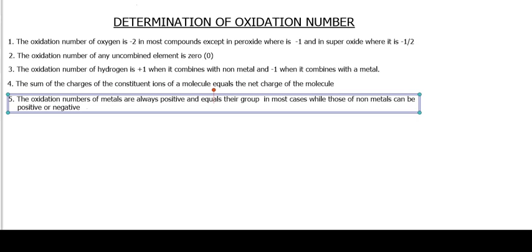For instance, aluminum belongs to group 3, then the charge of aluminum is always +3. The charge of calcium is always +2, as calcium belongs to group 2. The charge of barium is always +2, group 2. The charge of beryllium is always +2 because it belongs to group 2. Then the charge of sodium, potassium, lithium, rubidium, cesium, they are always +1 because they belong to group 1.